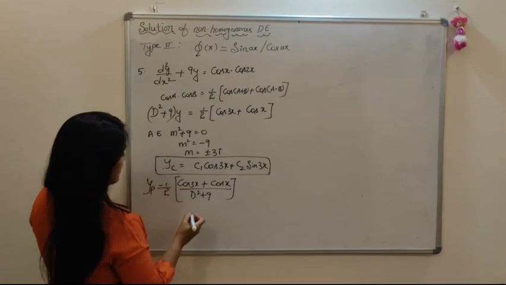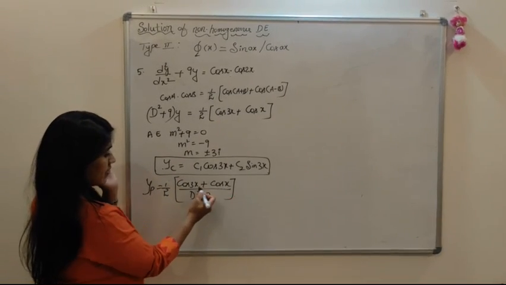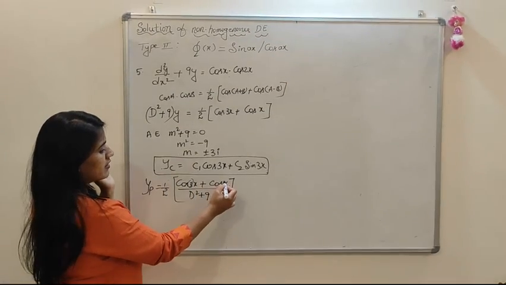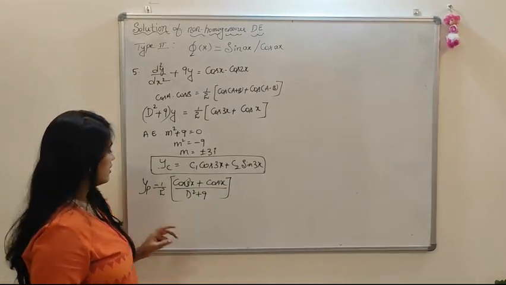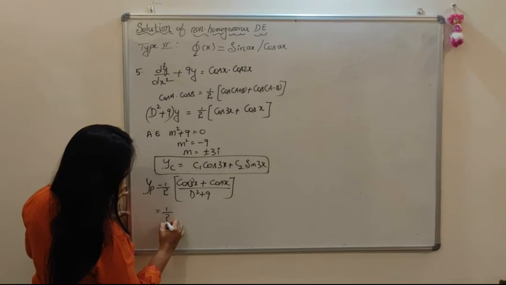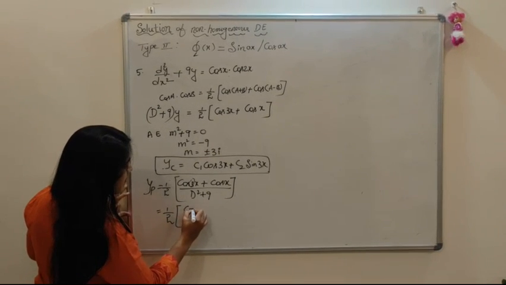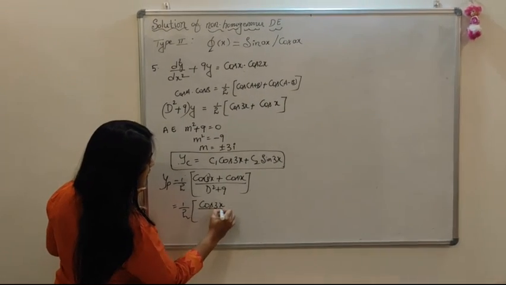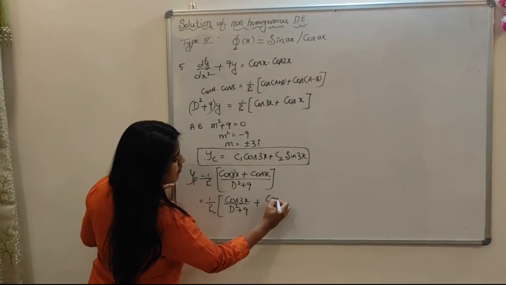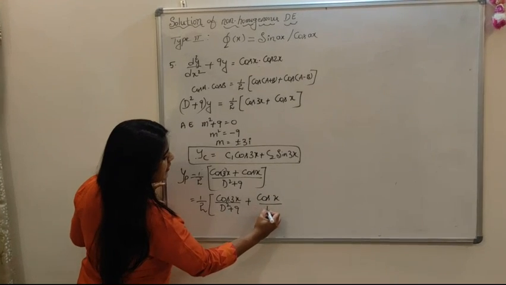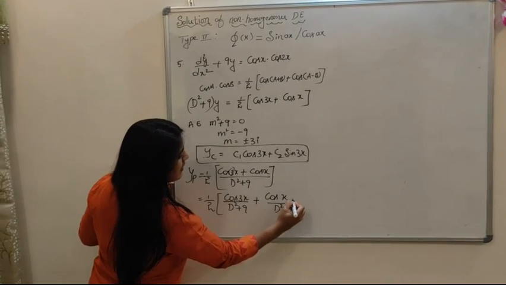Here a is 3, here a is 1. The x coefficient is 3 here; here the x coefficient is 1. So definitely we need to separate the denominator. I'll write it as 1 by 2 of cos 3x divided by D square plus 9, plus cos x divided by D square plus 9.